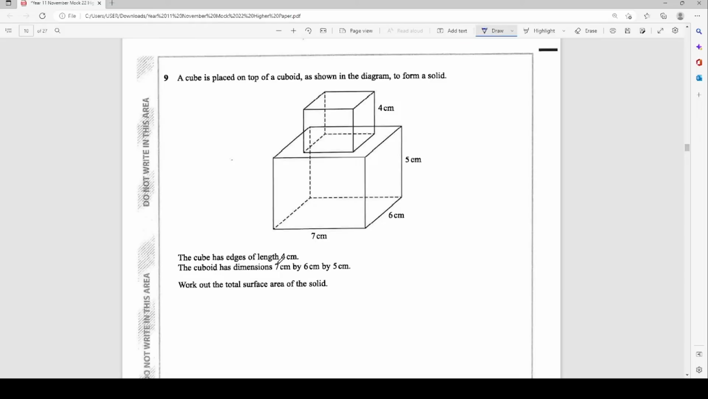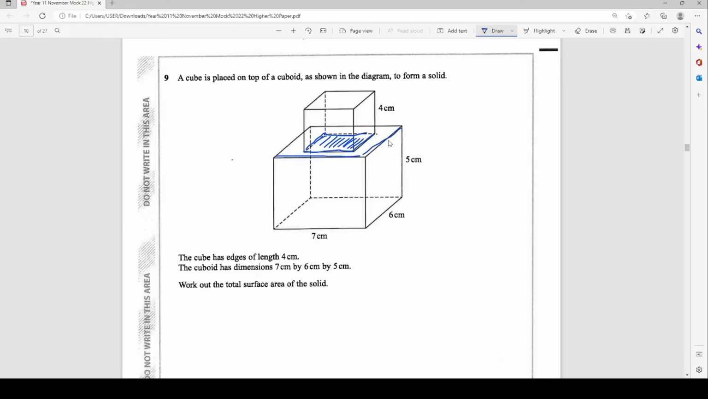So we have got a cube and we have got a cuboid. Work out the total surface area. Now you have to understand the solid. When I'm calculating the total surface area, this surface is hidden, right? And I should not be including this surface. Also, this surface is going to hide this particular surface that I have got on the top.